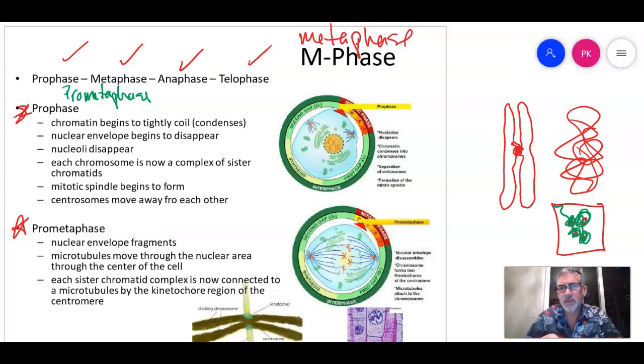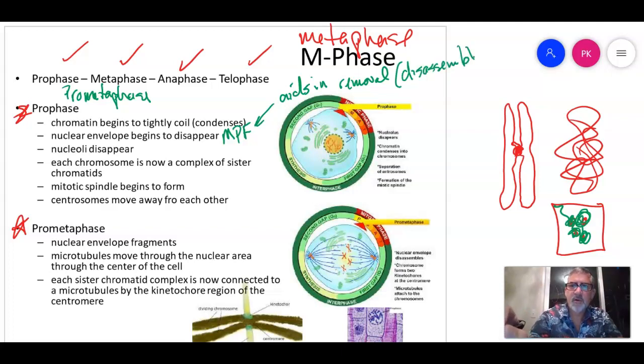So chromatin begins to tightly coil or condense, right? So our spaghetti is kind of condensing to become that H-like structure. The nuclear envelope begins to disappear. Remember, it's disappearing because MPF is now starting to get up toward its peak. And the MPF, remember, is the thing that takes apart the nuclear envelope, right? Removal or disassembly. Right, so it's that MPF. The nucleolus disappears. Remember, that's where we get our RNA from.